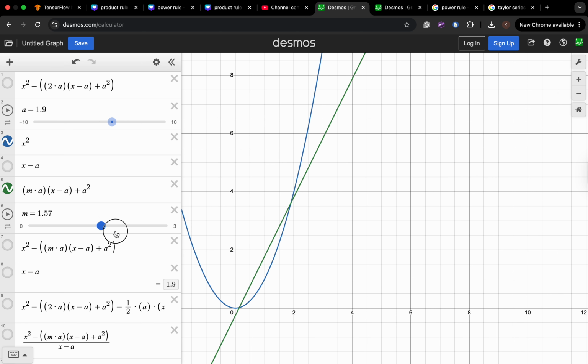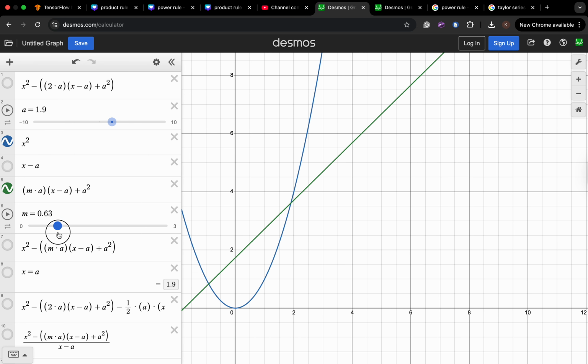If we change m, this line will approximate our function differently at the point a, which is 1.9 here. I can make it 2. Now, how can we choose the best line? How can we choose the line that will approximate this point the best?